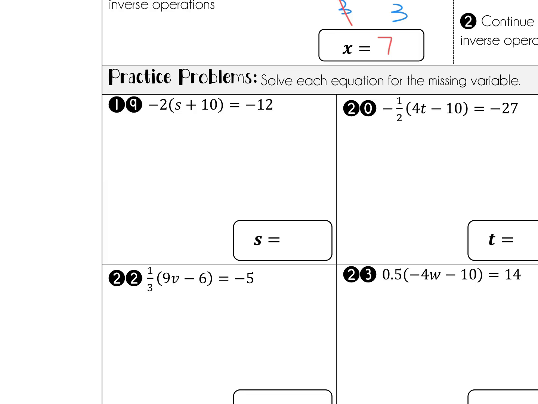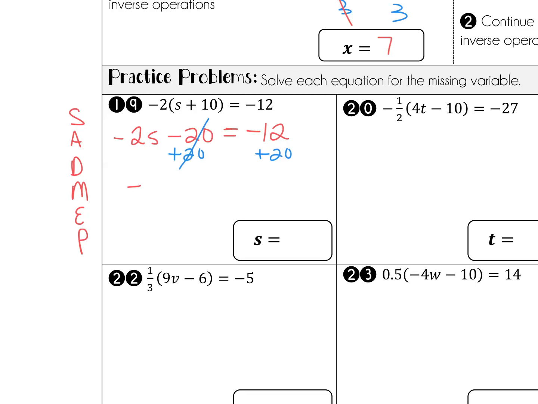And from there, we can go ahead and start working through our t-chart with our inverse operations. The first thing we'll want to do, according to SADMAP, is undo any subtraction or addition. So we'll go ahead and start by undoing that minus 20. Now remember, whatever you do on one side, you have to do on the other. So it's not as simple as just adding negative 12 and 20. You also have to add 20 to the left side, which gets us a little bit closer to isolating that variable. Bring down that negative 2s on the left, and on the right, we'll go ahead and do negative 12 plus 20.